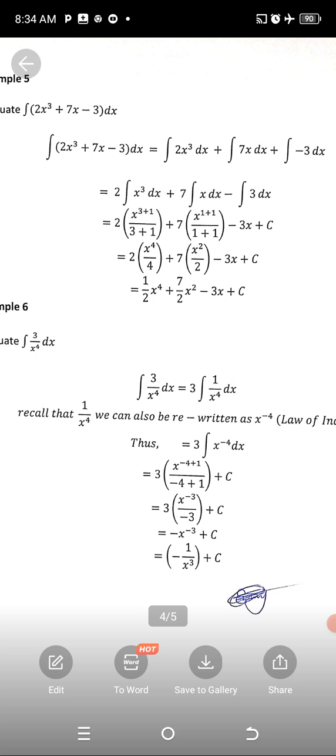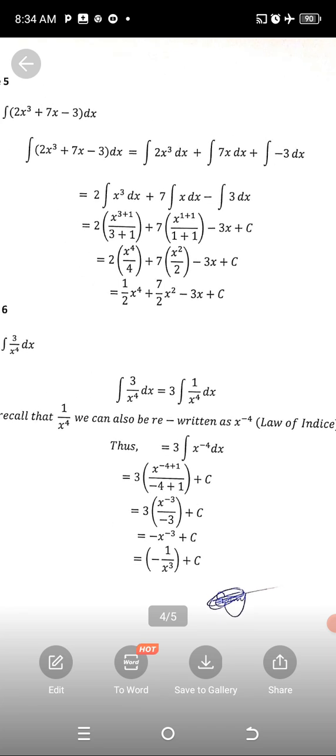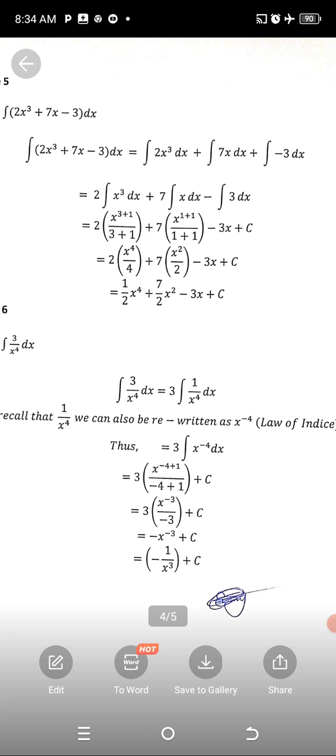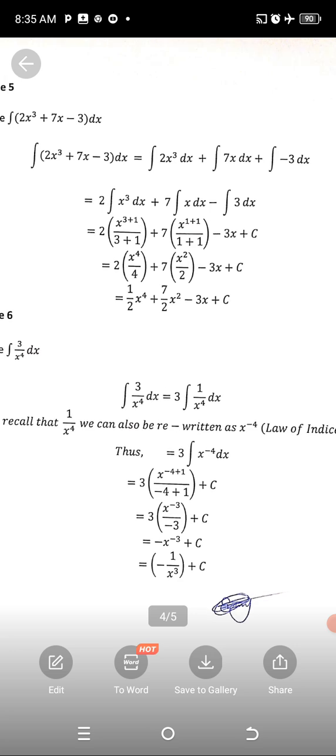So you see that the first step we do what? We split all those functions into sub-functions. Which will now take us towards the integral of 2x cubed dx plus integral of 7x dx plus integral of minus 3 dx. I did that intentionally for you not to get confused about where we suddenly get minus 3. Actually, you need to follow that protocol stepwise.